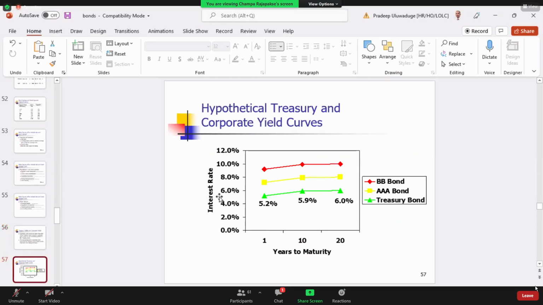Now in the graph, on the vertical axis you have interest rate, and on the horizontal axis you have years to maturity. The green line shows the interest rate for a treasury bond. The yellow line shows the relationship between years to maturity and interest rate, which is called the yield curve, for a AAA bond. The red line shows the same thing for a double B bond. So you see the gap. The gap widens when the rating becomes weak.